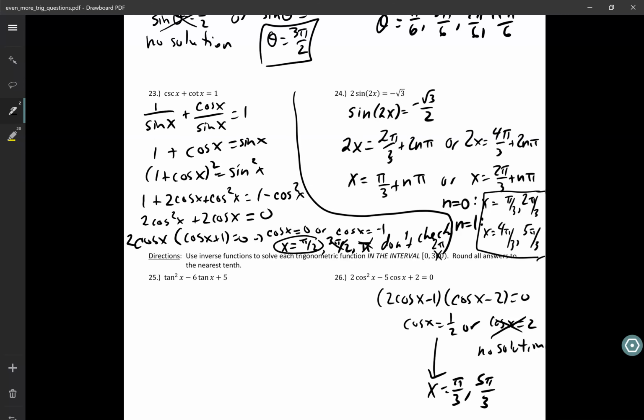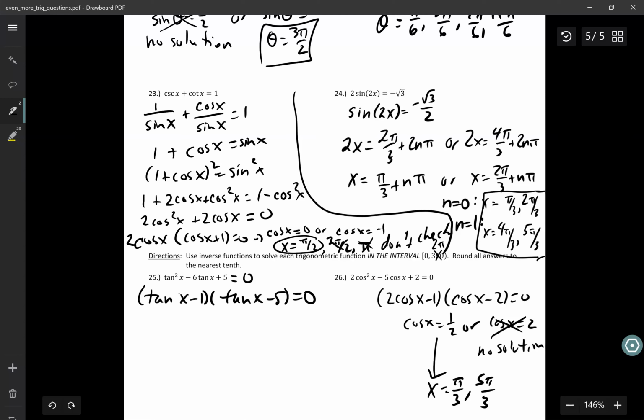All right, last one. This should say equals 0. When this factors, we have tangent x minus 1, tangent x minus 5 is equal to 0. Set each piece equal to 0. And move things over. I'm going to do 2 steps at once. So I get tangent of x equals 1 and tangent of x equals 5.